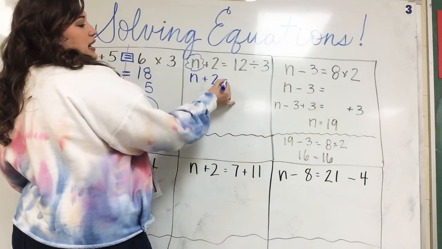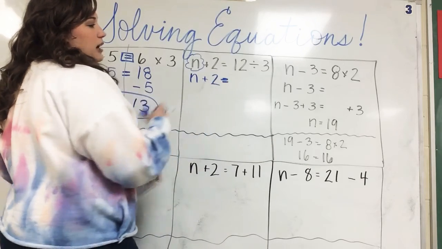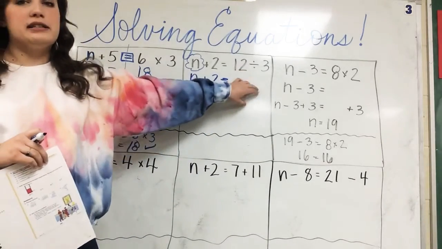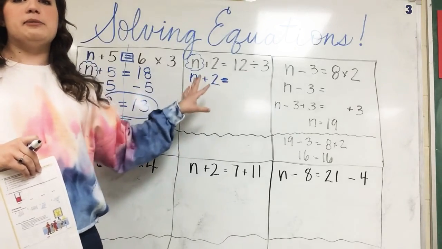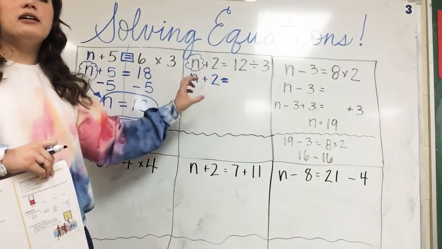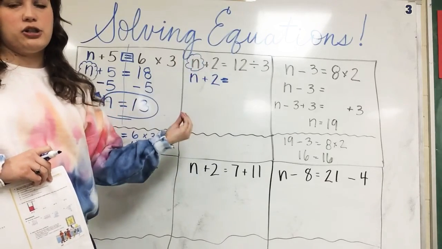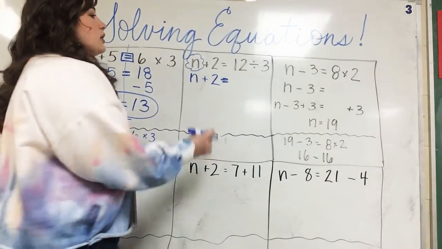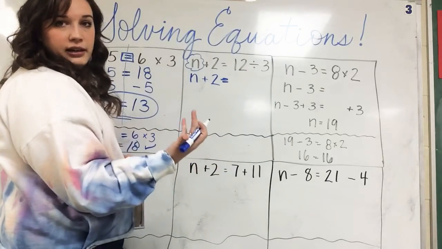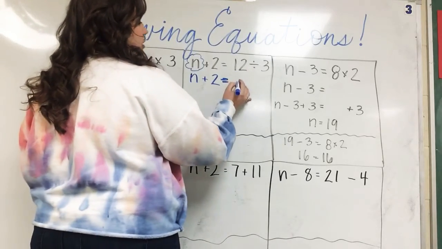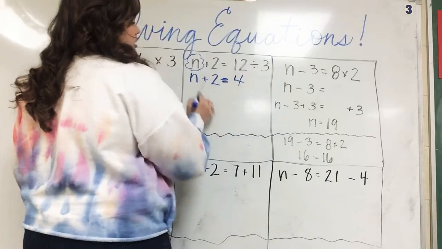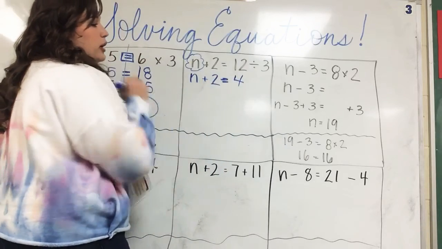So let's look at the other side of the equal sign. We always talk about the left side of the equal sign and the right side, okay? They're kind of opposites, but they still need to work together. It's kind of like they're doing a group project, but they have to do their own thing before they come together to do the whole thing, okay? So 12 divided by 3. Can we do that? Yes, we can. What's 12 divided by 3? 4. Okay, so we have n plus 2 equals 4.